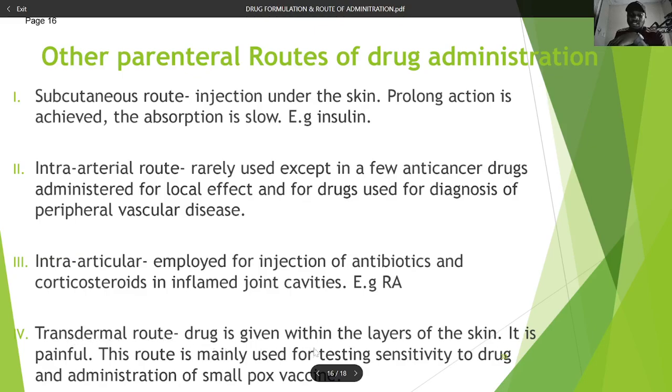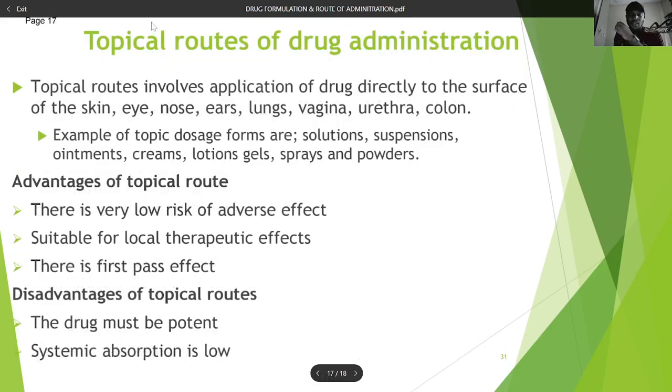Intradermal route: the drug is given within the layer of the skin. It is painful, right? This route is mainly used for testing sensitivity to a drug and administration of smallpox vaccines. Now, the topical route of drug administration involves the application of drug directly to the surface of the skin, the eyes, the nose, the ears, the lungs, the vagina, the urethra, as well as the colon. Examples of topical dosage forms are solutions, suspensions, ointments, creams, lotions, gels, sprays, and powders.